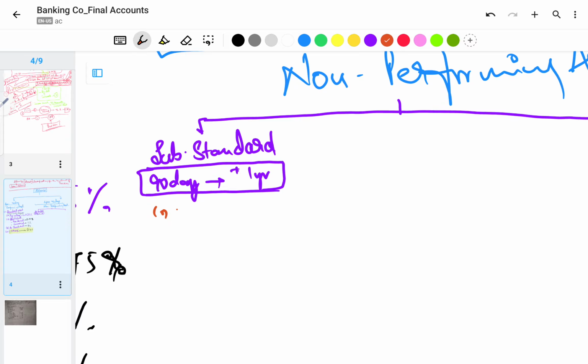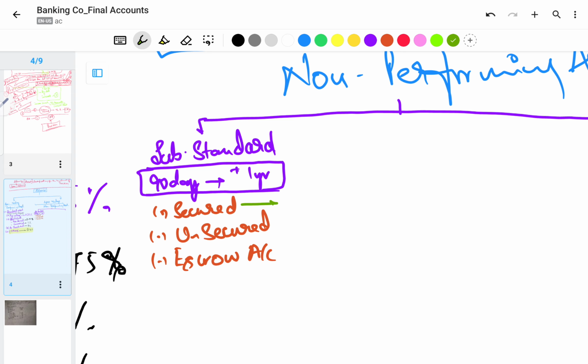First one, secured; second, unsecured. And the third category is escrow account. If it is an escrow account, then we need a different treatment.